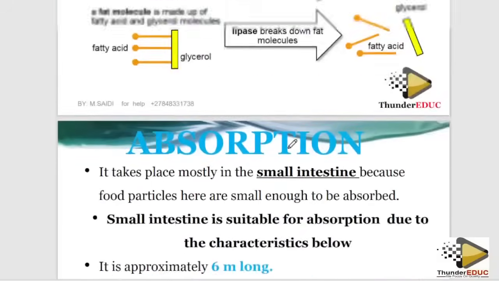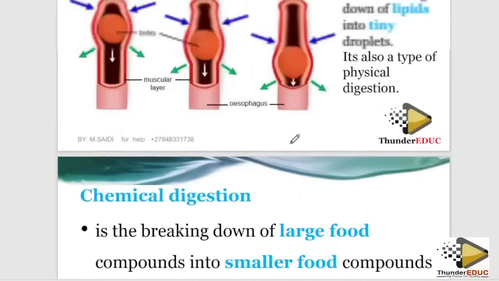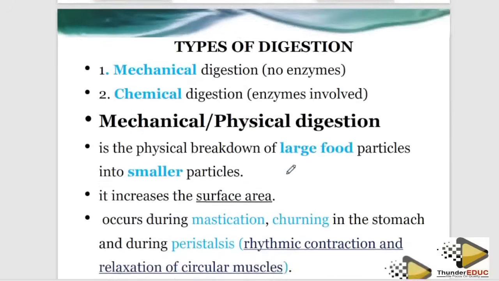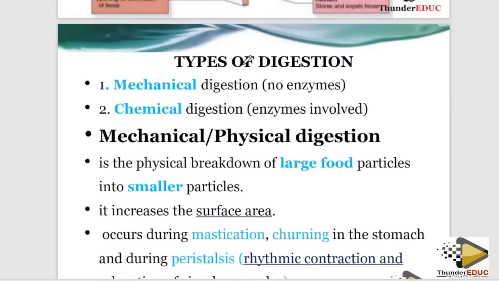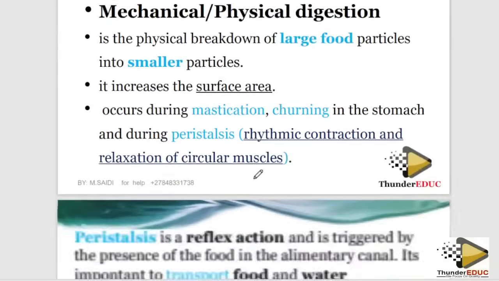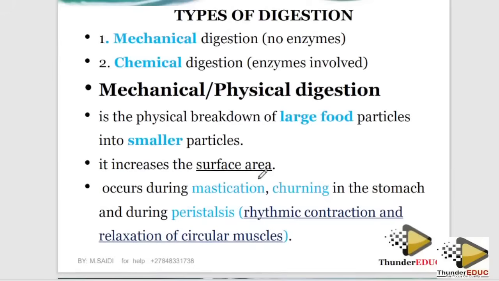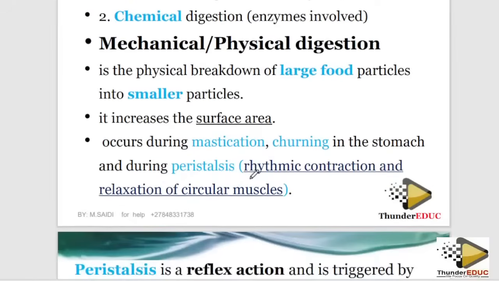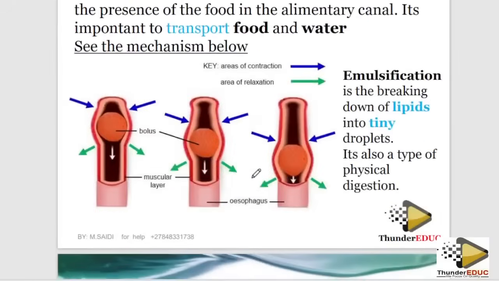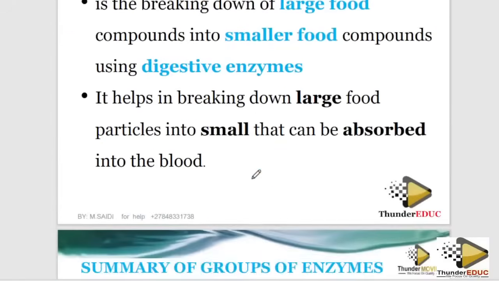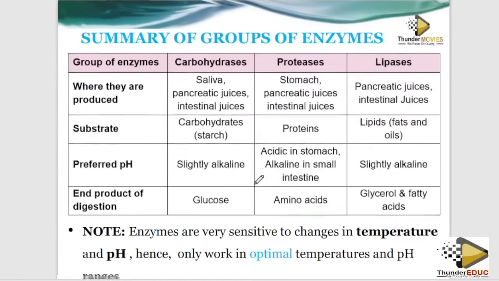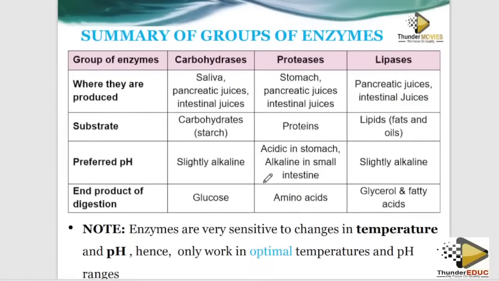How are these questions being set? This one: peristalsis, different types of digestion, mechanical digestion, and then chemical digestion. Mechanical digestion uses energy. Chemical digestion uses enzymes, meaning that in chemical digestion there is involvement of enzymes. In mechanical digestion, there is no involvement of enzymes. You use energy. Hence, you're supposed to know that.